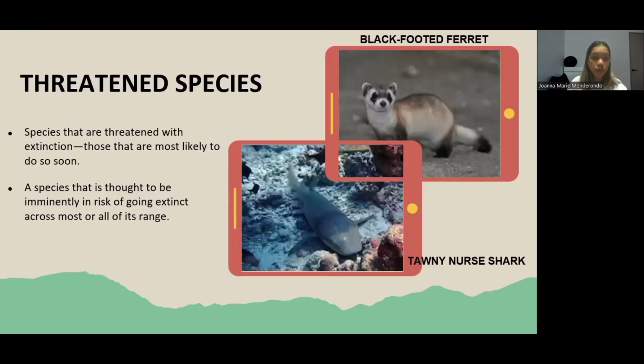So next are the threatened species. The threatened species are threatened with extinction, those that are most likely to go extinct. They are not extinct, but they are threatened. It's like they are just heading toward extinction. They are threatened by the habitat or by something they are losing in order to survive. These are species thought to be imminently at risk of going extinct across most or all of their range. Examples of threatened species are the black-footed ferret and the tawny nurse shark.